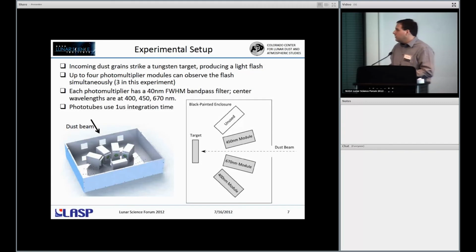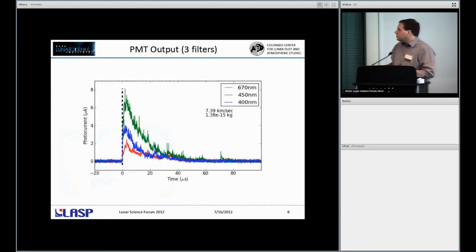So this is a schematic of my setup here. I have incoming dust grains that strike a tungsten target, producing a light flash. Up to 4 photomultiplier tube modules can observe the flash. In the experiment, we're going to use 3: 450, 670, and 400. It has about a 1 microsecond or a half microsecond integration time, depending on the particular experiment that we're talking about.